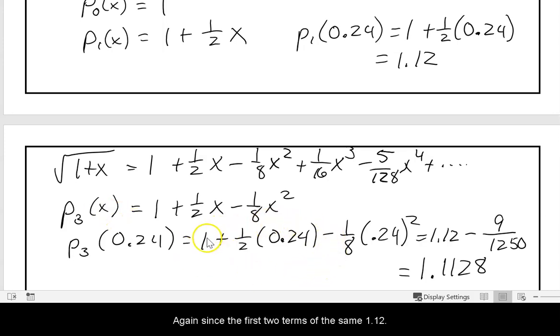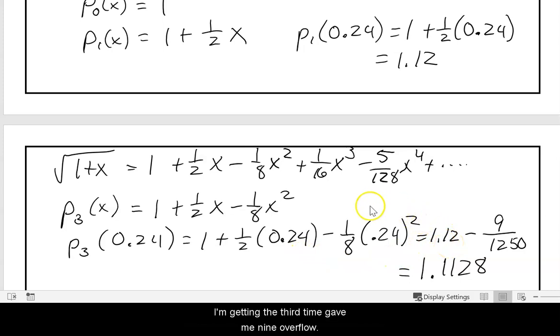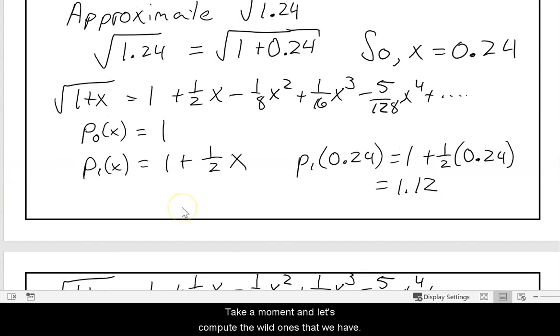Again, since the first 2 terms are the same, they're still 1.12. Computing the third term gave me 9 over 1250. Combining these 2 terms gave me the decimal expression 1.1128. Take a moment and let's compute the last ones that we have. You should be able to add on 2 more terms one at a time. Do that now and then restart the video to compare your answers to mine.